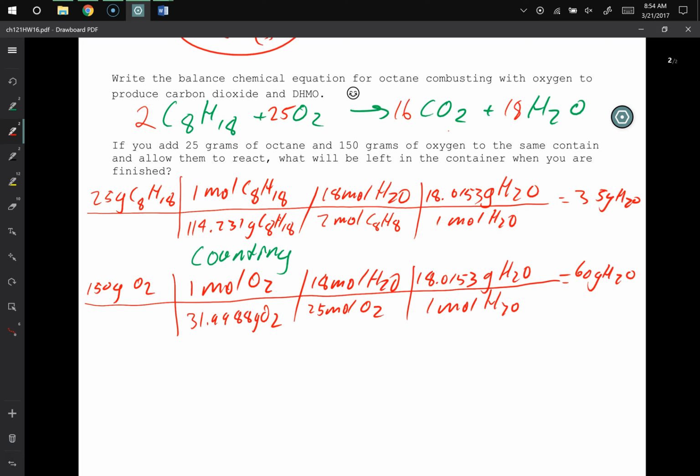The octane's going to run out first. So my limiting reagent in this problem is going to be my 25 grams of octane. Great. The moment I've made 35 grams of water, what happens? It stops reacting. So I can never make 60 grams of water. Why? As soon as I hit 35 grams of water, I don't have any more octane, so I can't make any more water molecules.